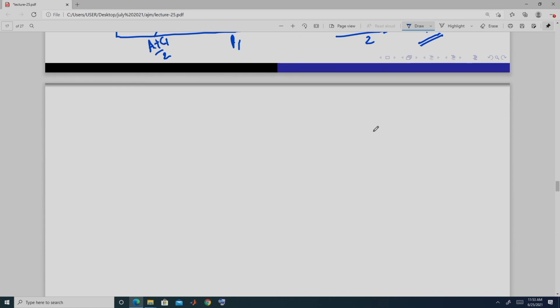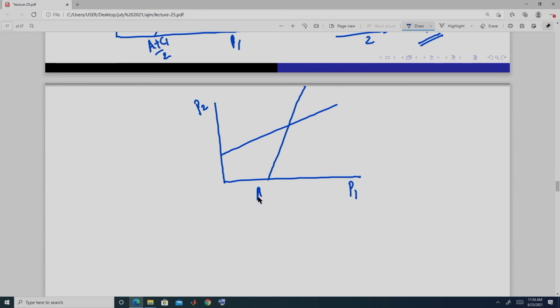So, we get that this and this is this. This is the outcome when these two reaction functions intersect. So, we say this to be when both the prices are decided simultaneously. So, this is the Bertrand competition when there is differentiated product market.